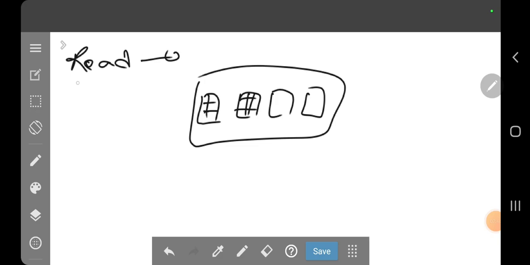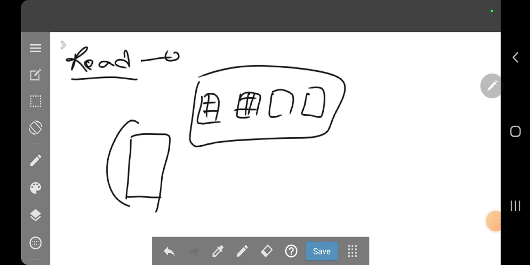Let's say when we read, remember it is very important, let's say this is one page. When we read, it will read the whole page, no matter how much data is there. So you cannot read half of a page. I can give you a good example for that. Let's say this page is 4 KB, and you store 2 KB of values.